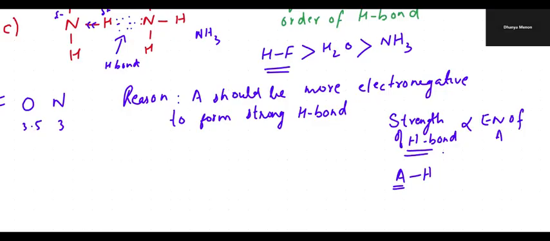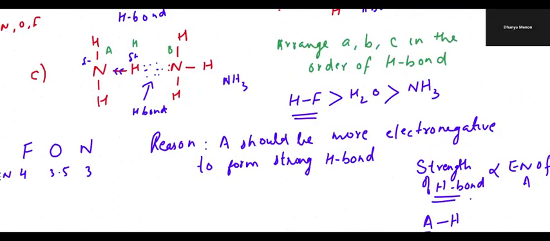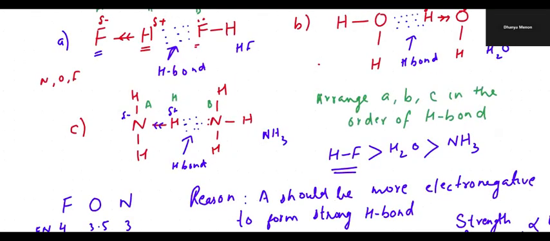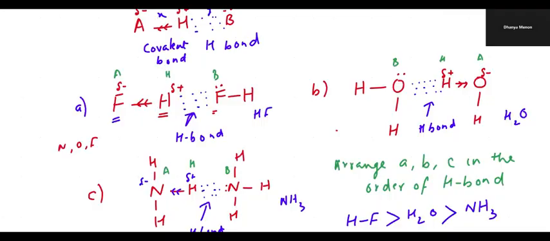Right? Now, if they ask you to compare, you have to check if atom B should also be electronegative. Yes, but one of the necessary conditions is that A is highly electronegative. The more the electronegativity of A, the more is the strength of the bond. Okay. Moving on further.